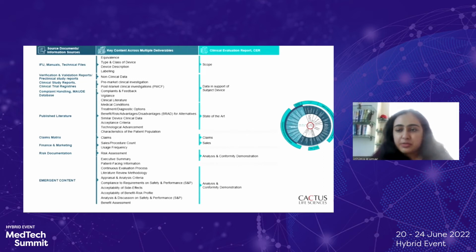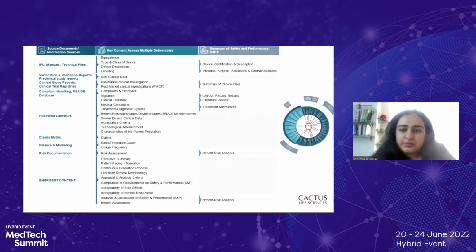What are the safety and performance measures that we're looking at? What are the outcomes that we're seeing? Comparing it with the risk documentation, are we still within our acceptable limits, or do we need to update our risk documentation? So all of that analysis that we're doing for the CER is part of the last piece here that we're presenting, the emergent content. Again, this would also feed into other deliverables, but if we do it correctly once, we could just end up leveraging it.